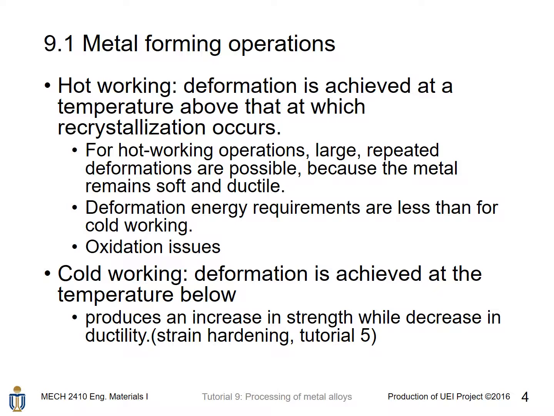Metal forming operations. Metal forming basically means how we can practically make a material or a metal object using some practical methods. Those metal forming operations can generally be divided into two categories: hot working and cold working. Hot working implies that the permanent deformation of the metal is achieved at a temperature far above the recrystallization temperature.